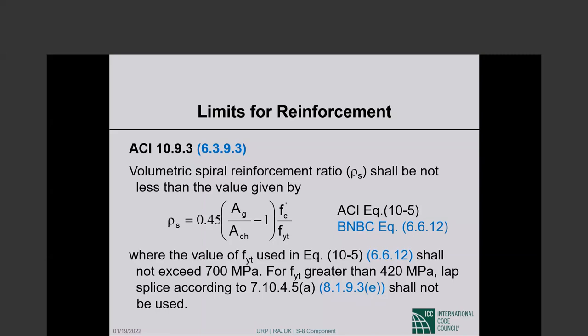Okay, the spirals are lapped, and so what this is saying is that if you have those very high strength bars, then lap splice according to whatever section shall not be used. You have to do something else. Okay? You cannot lap.